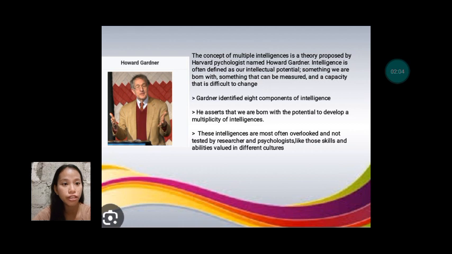Gardner identified 8 components of intelligence. He asserts that we are born with the potential to develop a multiplicity of intelligences. These intelligences are most often looked at and not tested by researchers and psychologists, like those skills and abilities valued in different cultures. Gardner first outlined his theory in his 1983 book Frames of Mind: The Theory of Multiple Intelligences, where he suggested that all people have different kinds of intelligences.